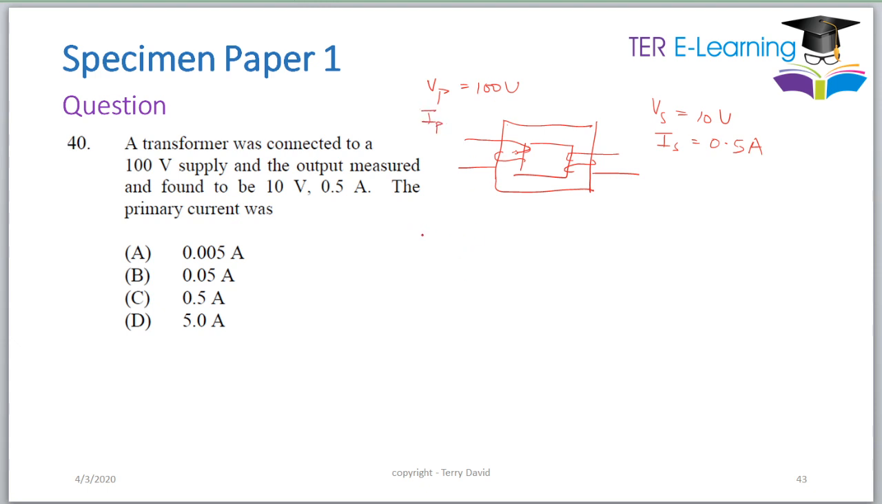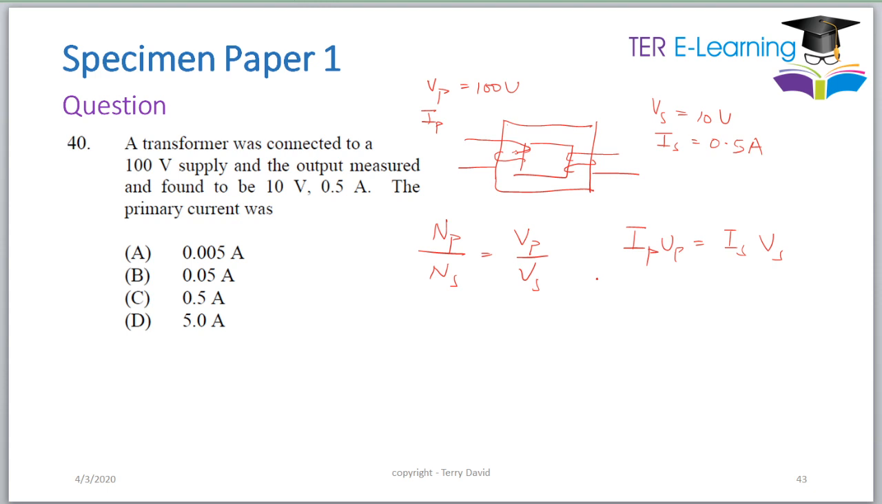So there are some transformer equations you need to know. That is, number of turns in your primary over the number of turns in the secondary is equal to my voltage in my primary over the voltage in my secondary, right? But we also know that if we assume that a transformer is ideal, my power input, which is IP VP, is equal to IS VS, right?